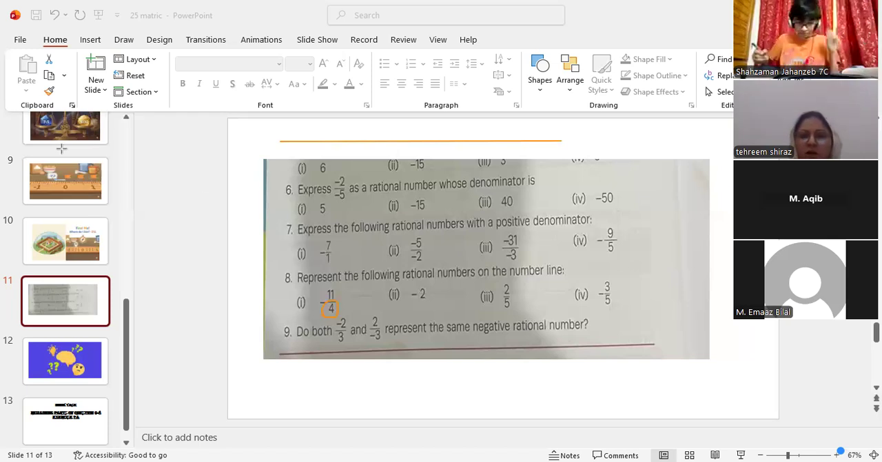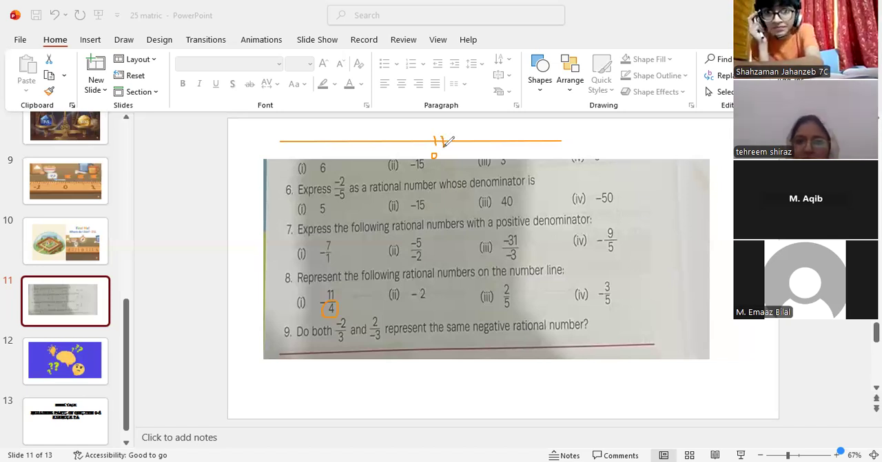Now, we know that in the middle of the line, there is always a 0. On the right hand side we have the positive values, and on the left hand side we have the negative values. How much gap I have to leave between the numbers will be shown by the denominator. The denominator is 4. We have to skip 4 spaces.